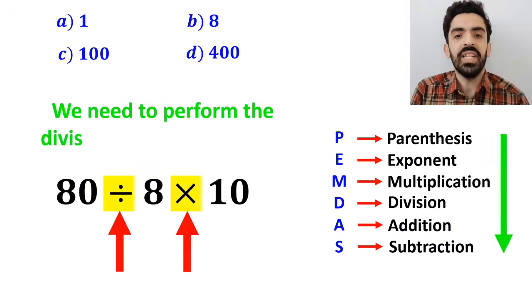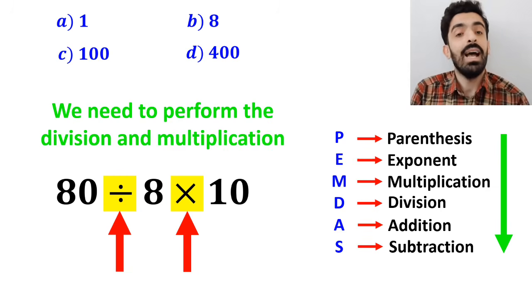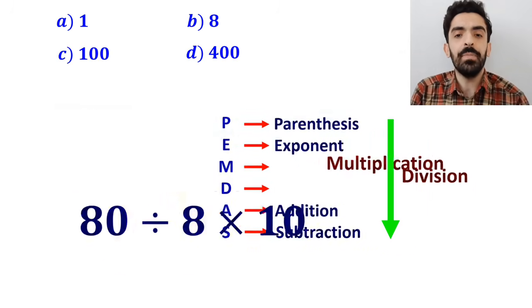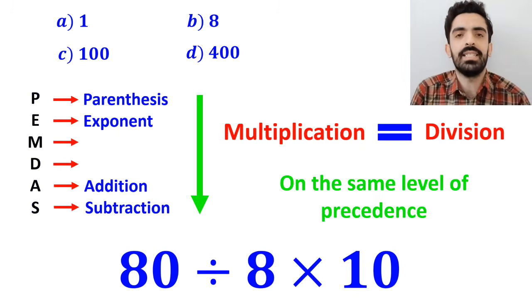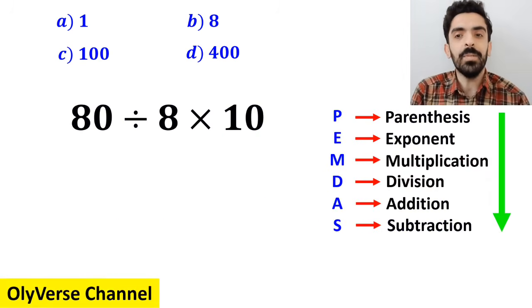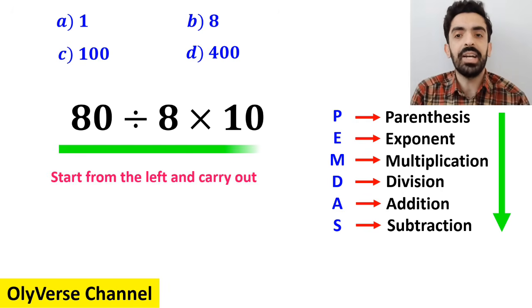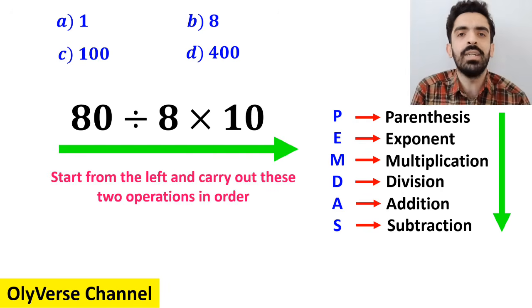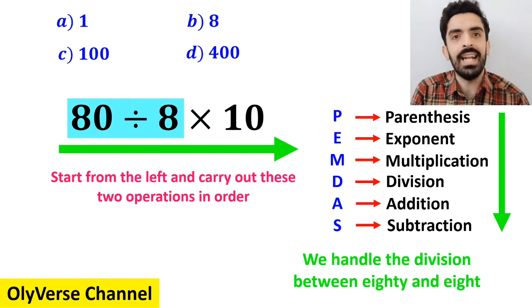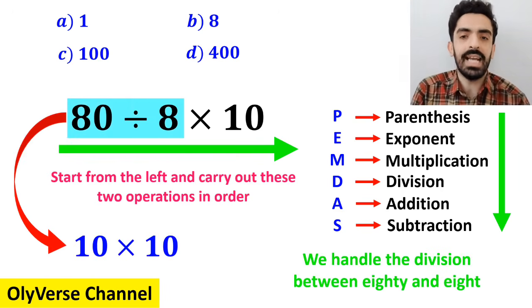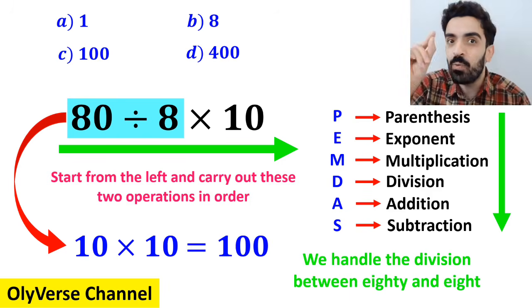Now, we need to perform the division and multiplication. However, it's very important to keep in mind that multiplication and division are on the same level of precedence. In this case, the best approach is to start from the left and carry out these two operations in order. So, first we handle the division between 80 and 8, which simplifies this expression to 10 multiplied by 10. And finally, the answer becomes 100.